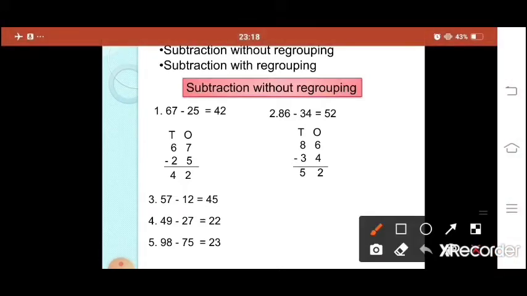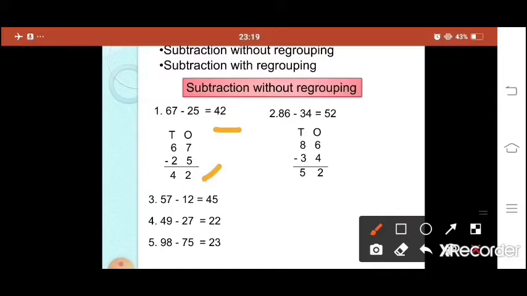So how we will do? 7 in the mind, 5 on the finger, before 7: 6, 5, 4, 3, 2. Next, 6 minus 2: 6 in the mind, 2 on the finger, before 6: 5, 4. So the answer is 42.